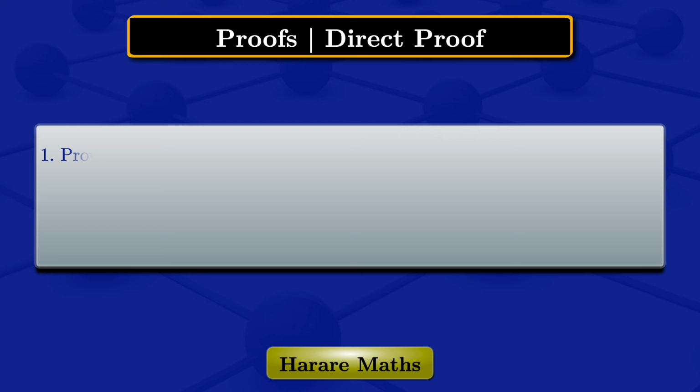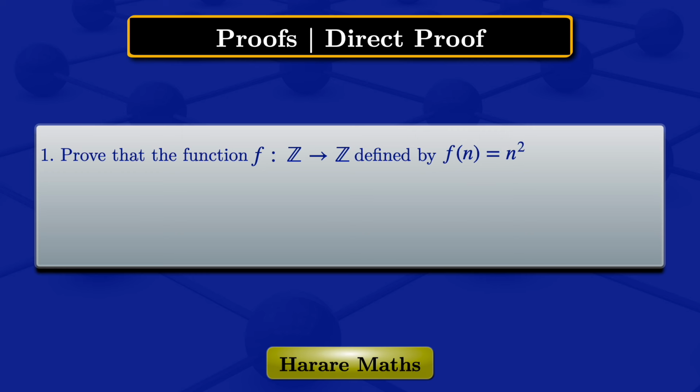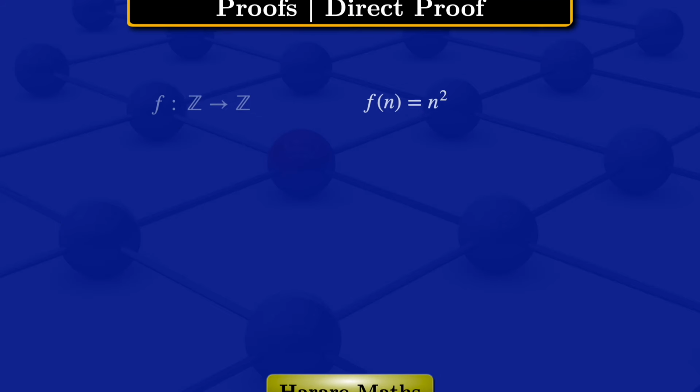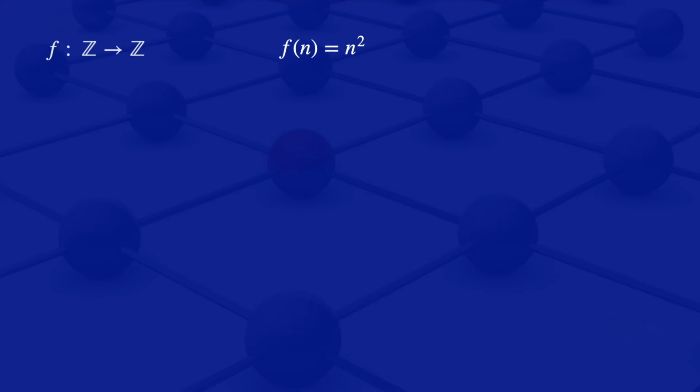In this video, I'm going to prove that the function f, which maps integers to integers defined by f of n equals n squared, is not injective. Then I'll move on to the second part. I'll prove that the function which maps natural numbers to natural numbers defined by f of n equals n squared is injective. So I'll start by looking at the first one there, the function which maps integers to integers.